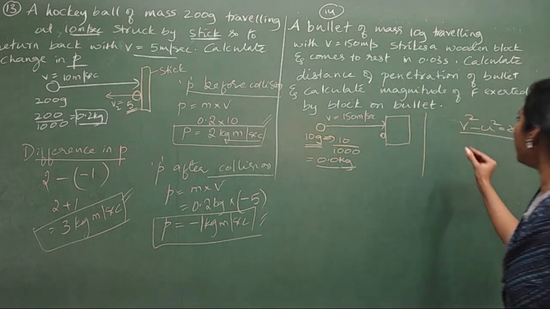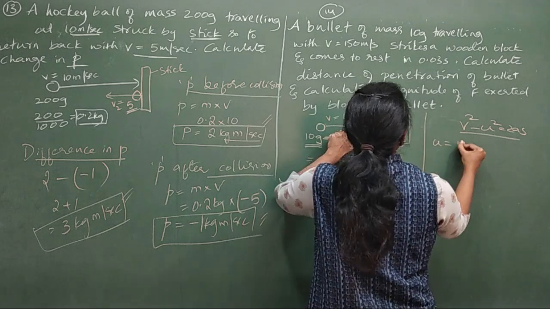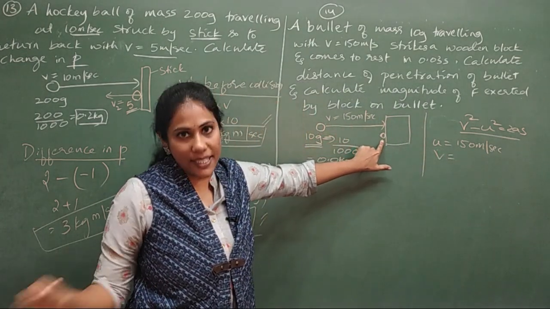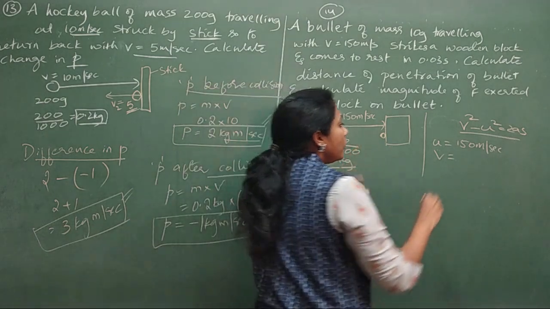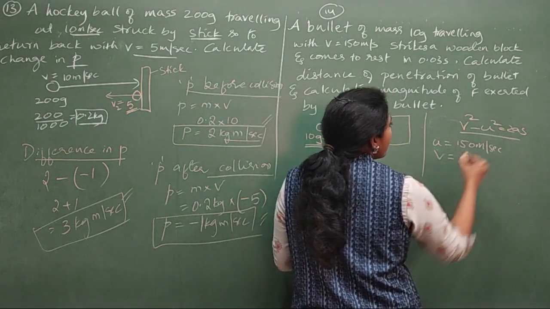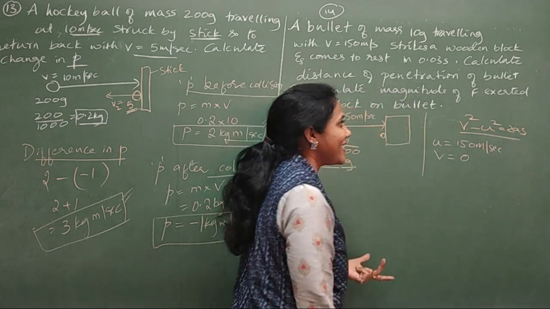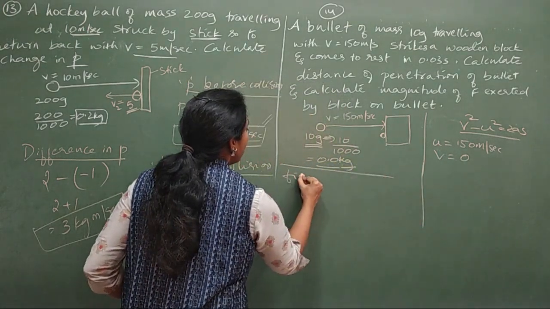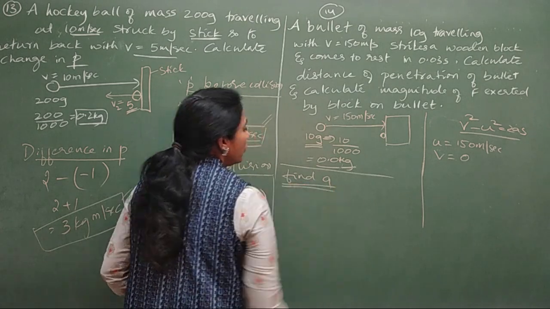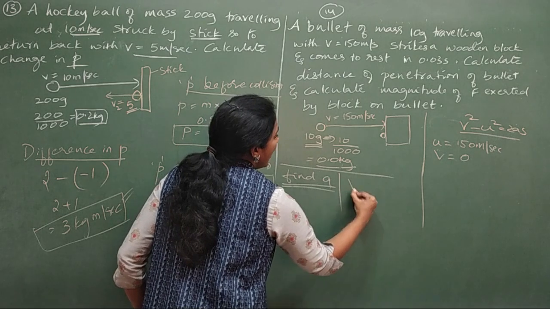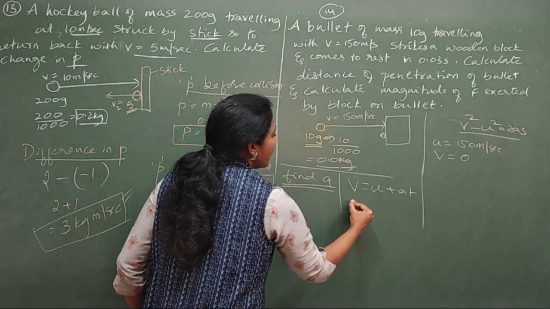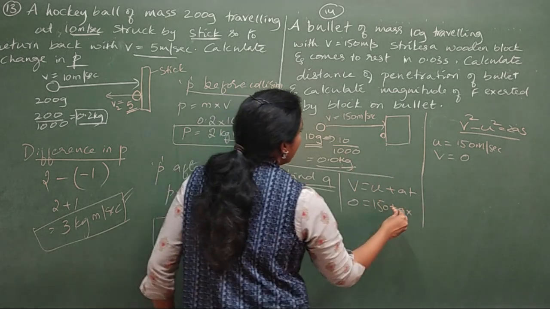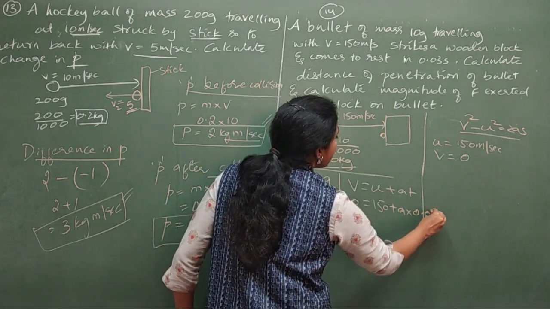So here, what is the initial velocity? Initial velocity is 150 meter per second. Final velocity: they said the bullet has come to rest the moment it struck, right? So the final velocity of the bullet is 0. If you know the acceleration, you can calculate s, isn't it? So for that, you need to find acceleration. Find a first. So how do you find a here? You can use this formula, v is equal to u plus at. So v is 0. 0 is equal to u, which is 150, plus a into t. How much is time, guys? Time they have given, no, 0.03 seconds.